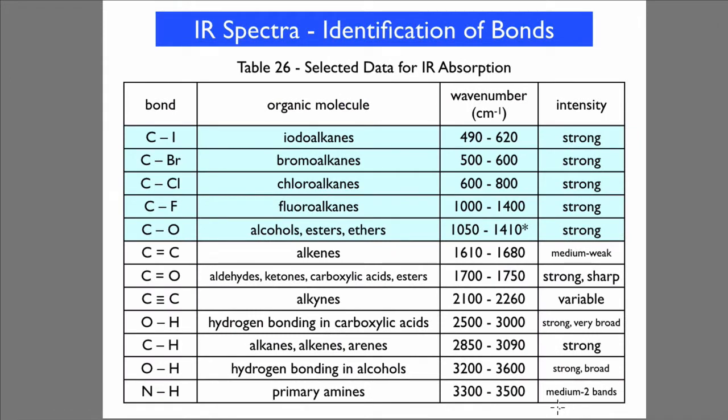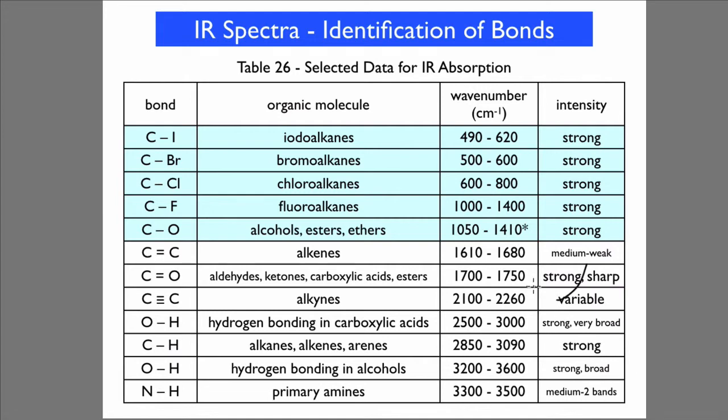Here's a table of infrared absorption where certain bonds absorb infrared light, which wave number of infrared light is absorbed. You can see carbon iodine bonds 490 to 620 and the intensity is strong.